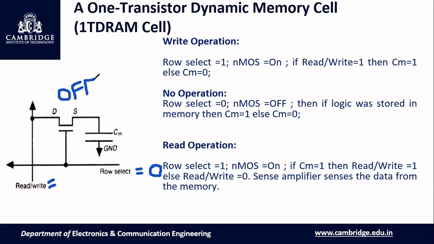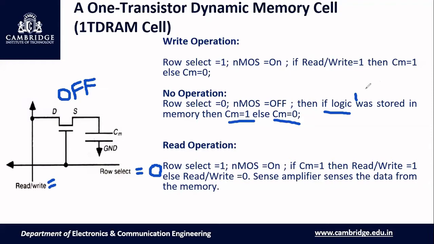Okay. So if the NMOS transistor is off, then there is no connection between the capacitor and the read or write line. If any logic was stored, you'll get that logic. If you have stored logic 1, then CM will be having 1, else CM will be 0.